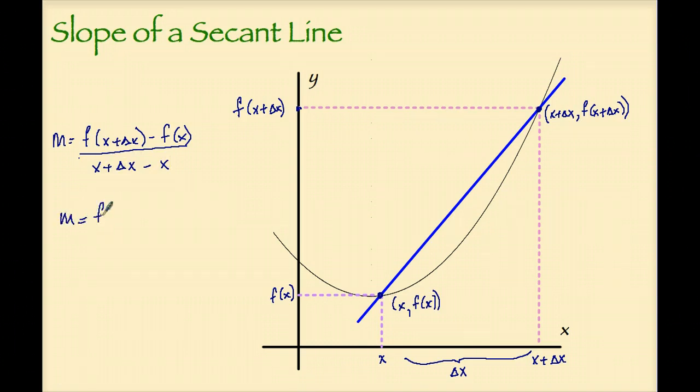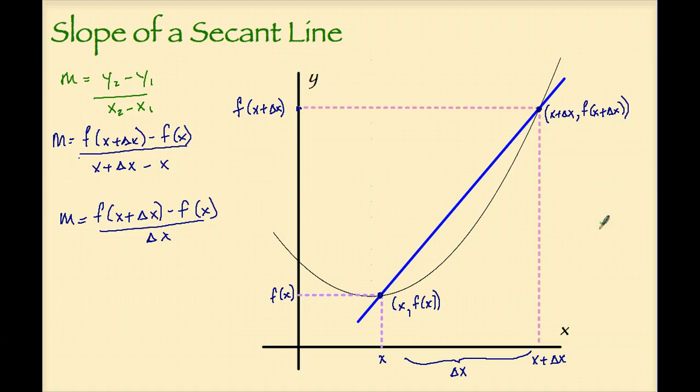f of x plus delta x minus f of x over delta x. Now remember that we created this slope function based on the original slope formula. The second y value minus the first y value over the second x value minus the first. Of course, this formula uses 2 distinct points, which is what we created for our slope function as well.